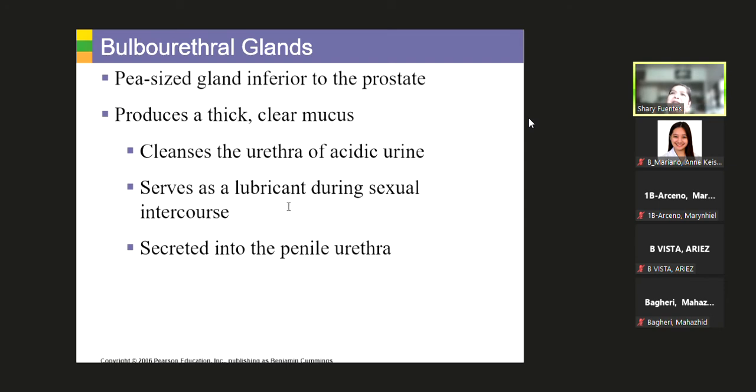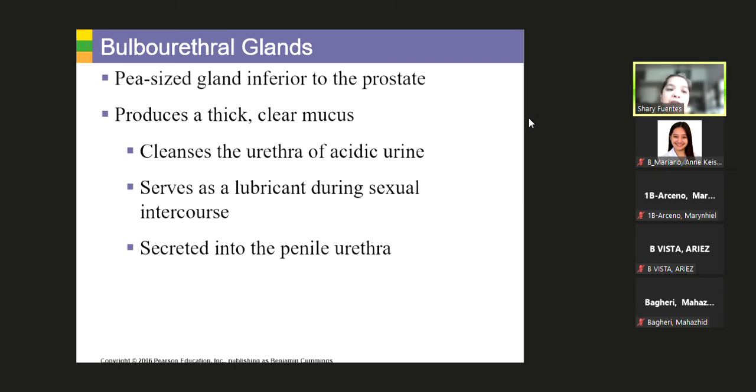Kaya napansin niyo during ejaculation, meron munang mga secretions na lumalabas. Because they also serve as a lubricant during sexual intercourse. Hindi kaagad yung semen. Meron siyang mga mucus secretions na lumalabas prior to really ejaculation. So that is actually coming from the bulbourethral gland.